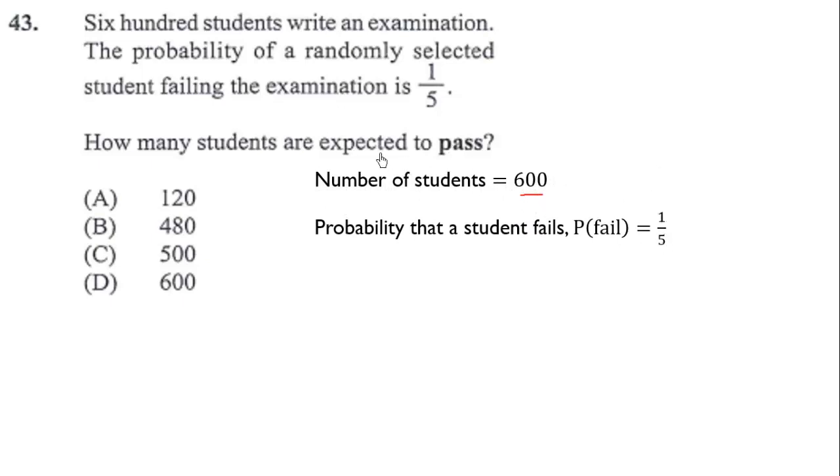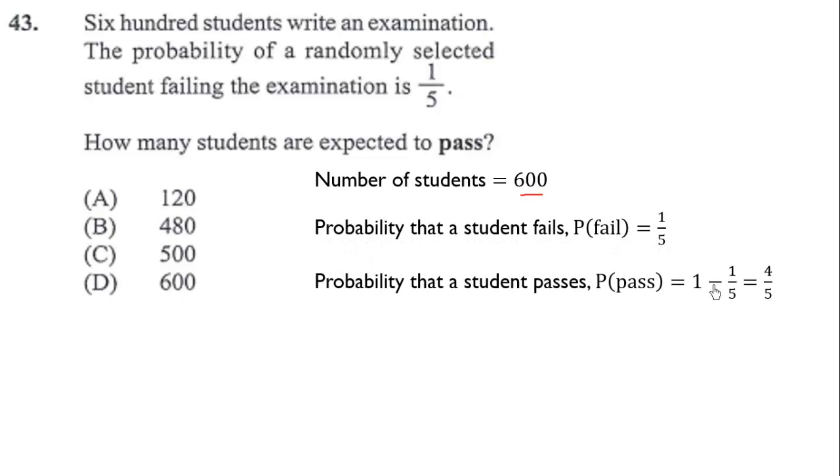So we know that probability, the total should be equal to 1. Therefore, we need to find the probability that a student passes, which should be 1 minus the 1 over 5, and this is the same as 5 out of 5. 5 minus 1 is 4 over 5. So that is the probability that a student passes.